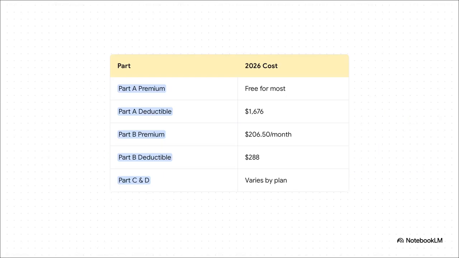And it's not just that monthly premium either. As you can see here, with Original Medicare, you've also got deductibles you have to meet for hospital stays and for your medical care. And if you go with one of those private Part C or Part D plans, well, the costs can be all over the map. It just depends on the plan you pick.